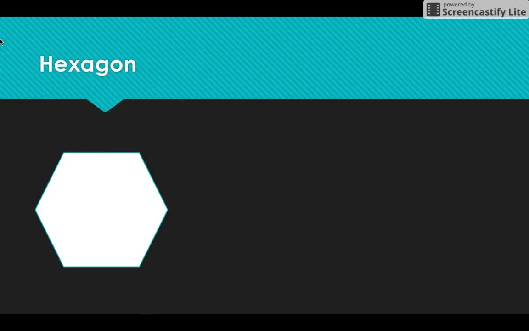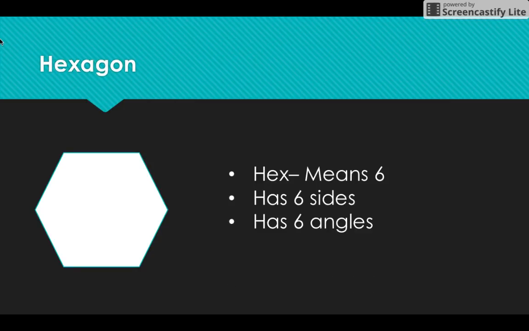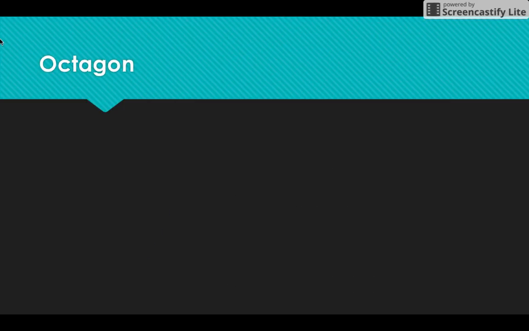Next up is our hexagon. The prefix hex means six. Now we all know that insects have six legs. For example, a bee, a fly, they all have six legs. The actual name for an insect with six legs is a hexapod. Hex means six and pod means legs. So they're actually called hexapods. A hexagon has six sides and six angles.